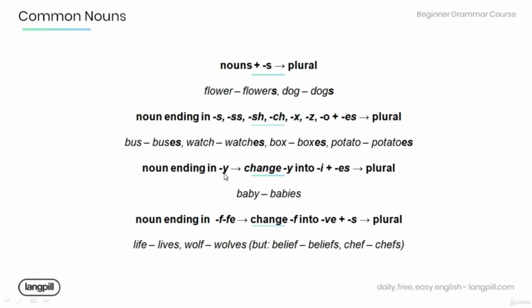And nouns ending in y change into i plus es when we want to make a plural. For example, baby, babies. And nouns ending in f or fe change into ve plus s to make a plural. For example, life, lives, wolf, wolves. But belief turns into beliefs. Chef turns into chefs.